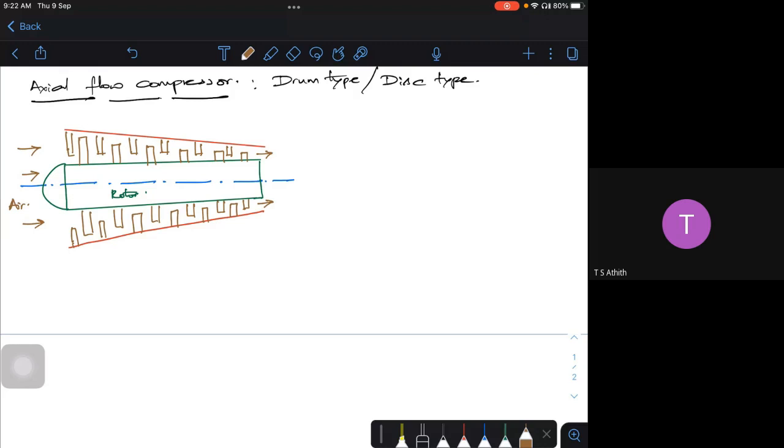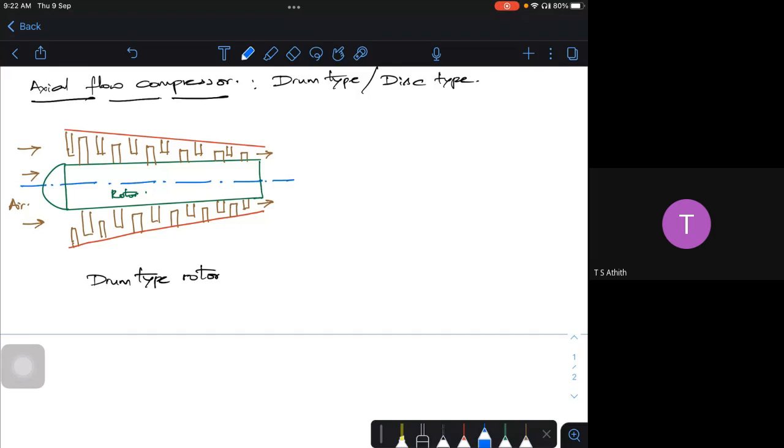If you look at it, what will happen? The drum is tapered. This is a drum type rotor, because the rotor resembles a drum. Now the disc type, what will happen if it's a disc type rotor?